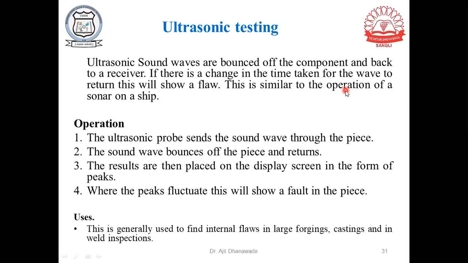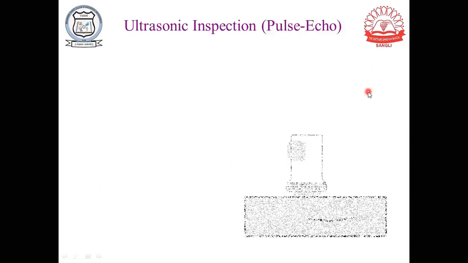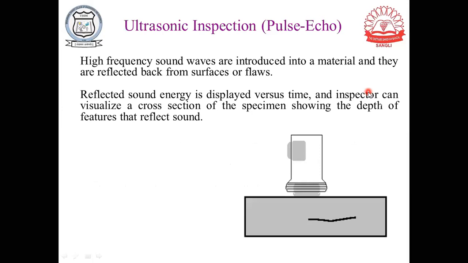Now during this process, that means bouncing off and coming back to the receiver, if there is any change in the time taken by that wave for traveling, you can conclude that there is a certain flaw, there is a certain defect in the component. I will show you with the help of one diagram, and you will easily understand. This one.